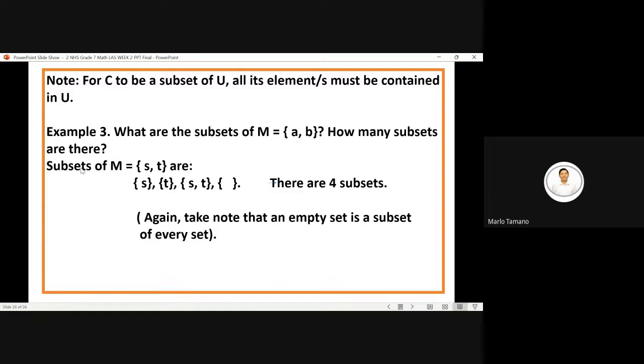Again, if you are going to get the subsets of a set, all you have to do is write the elements, no, one at a time. So S, comma, T, comma, tapos the given, yung bigay na set, S, T, pagsamahin ninyo, that is 2 at a time. Then comma, tapos idagdag ninyo yung walang laman, empty set. Kaya yung sinabi niya kanina, empty set is a subset of any set. Kahit anong set po ay kasama or kabilang lagi ang empty set as a subset. That's why 4 po ang subset ng set M with 2 elements. Again, take note that an empty set is a subset of every set or any set.